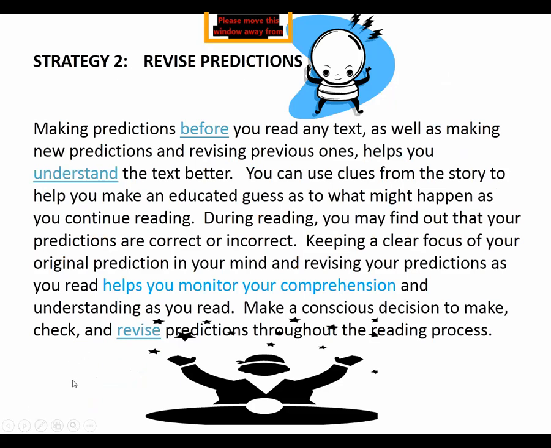Now, second strategy is revise prediction. Why revise prediction? Why? Because प्री-रीडिंग में भी आपने प्रिडिक्ट किया था, प्रिडिक्ट इंफॉर्मेशन. ठीक है, वहां पे आप ओवरऑल टाइटल को देख के या हेडिंग्स को देख के आप प्रिडिक्ट करते हैं कि व्हाट इज देयर इन द टेक्स्ट. Okay, whereas in revised prediction, now because you are studying the text, you are reading the text, so you have to revise that prediction. So making prediction before you read any text as well as making new predictions and revising previous ones help you understand the text better.